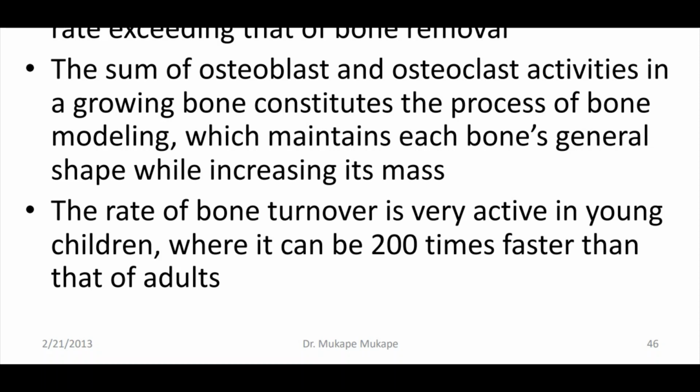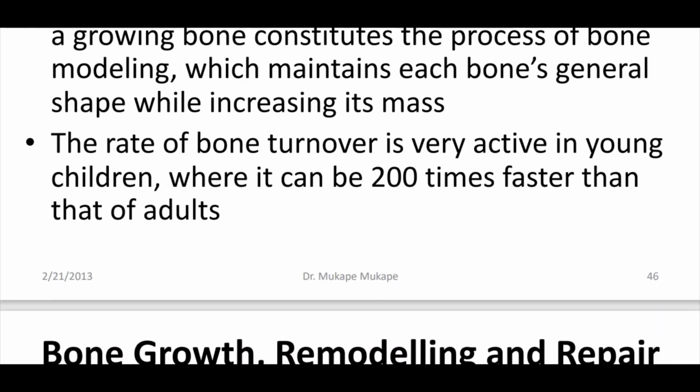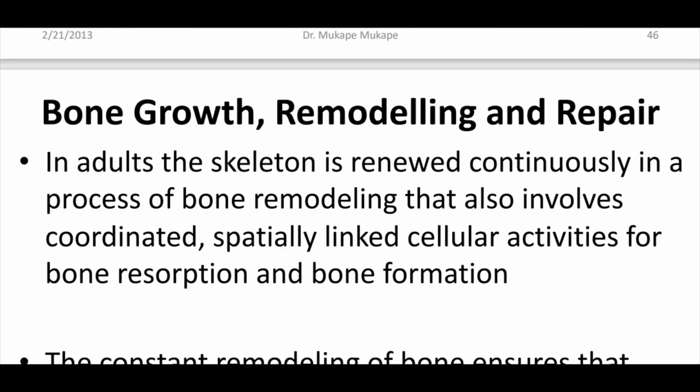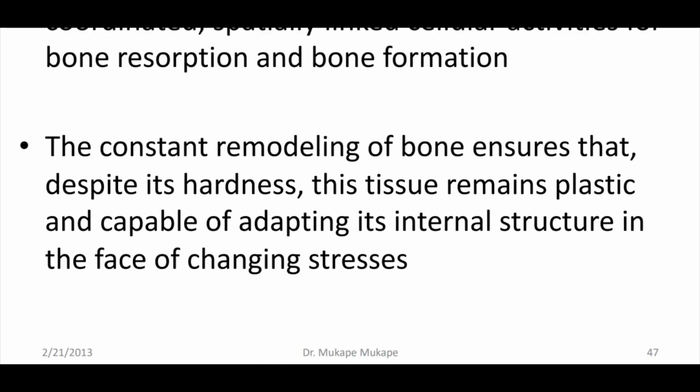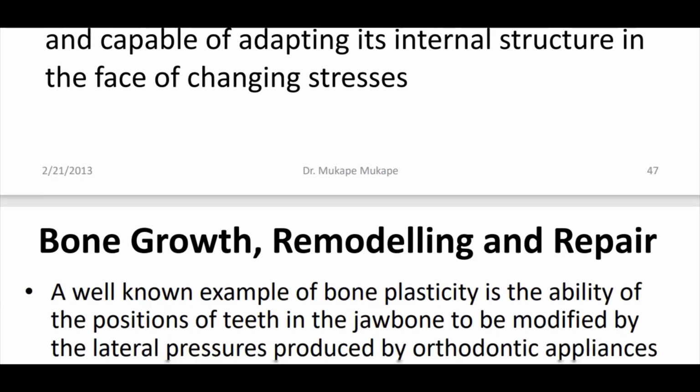The rate of bone turnover is very active in young children, where it can be 200 times faster than that of adults. So in adults, the skeleton is renewed continuously in a process of bone remodeling. That also involves coordinated, spatially linked cellular activities of bone resorption and bone formation. The constant remodeling of bone ensures that, despite its hardness, this tissue remains plastic and capable of adapting its internal structure in the face of changing stresses.